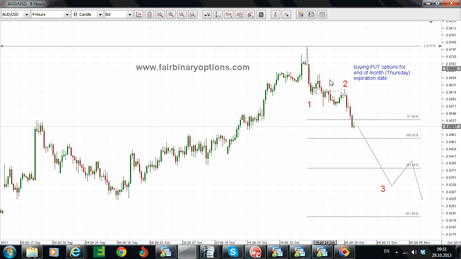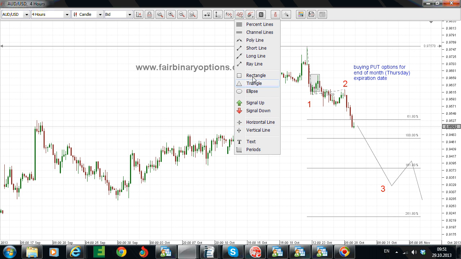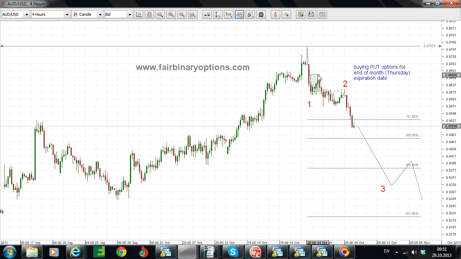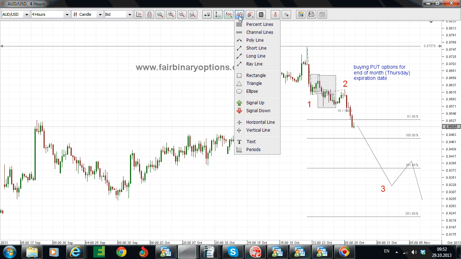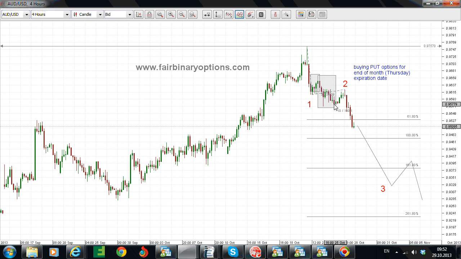This double combination here cannot be labeled like A, B, C. It is not correct, but it should be labeled as this one here to be the first correction. The move to the upside here to be the second correction, and as you can see, it is making a new low when compared with the previous one, but with a corrective wave. And the third correction to the upside is this one.